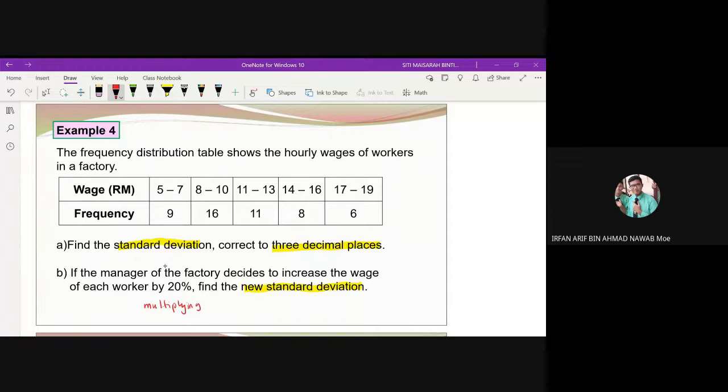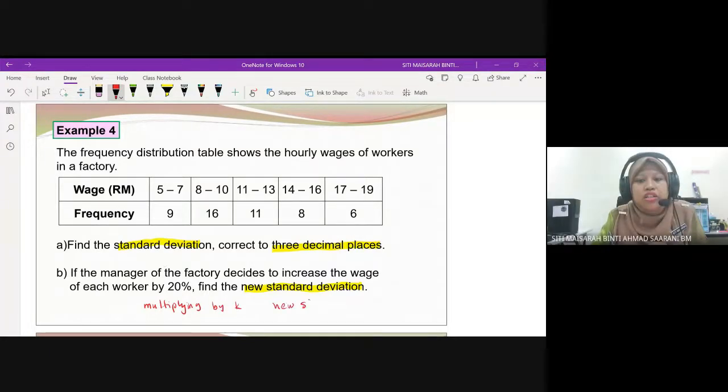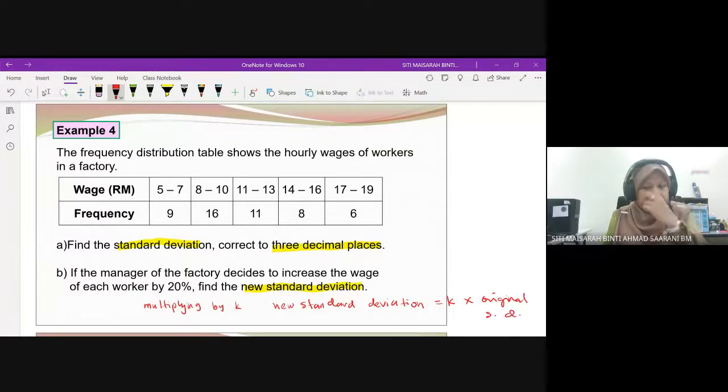K times original standard deviation. New standard deviation is K times K multiplied by original standard deviation. Okay, so first we have to find the standard deviation.